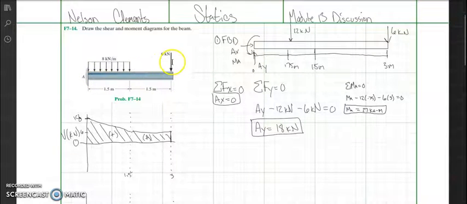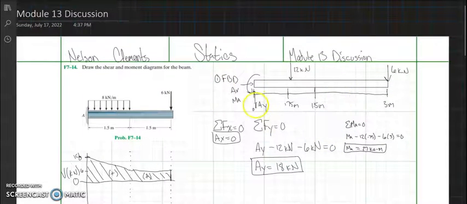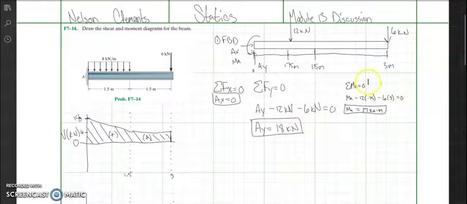So the first step that I'm going to do is draw the free body diagram of the beam with the forces. Here, this will give me my reaction forces of AY, AX, and then MA, the reaction moment, since this is fixed and not on any sort of rotational axis. I also have my 6 kilonewtons here all the way to the side.